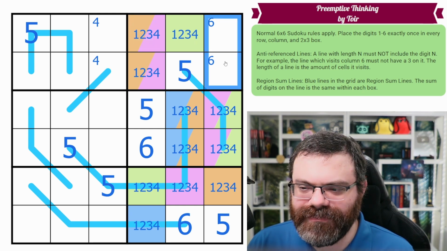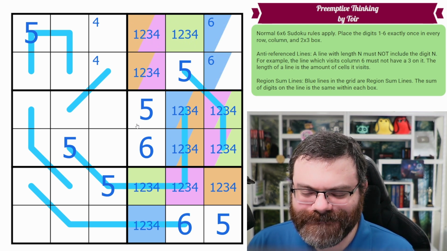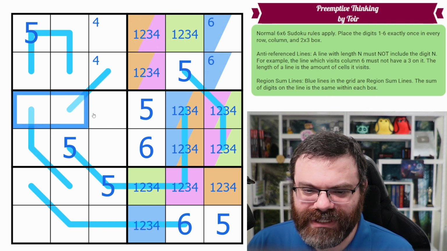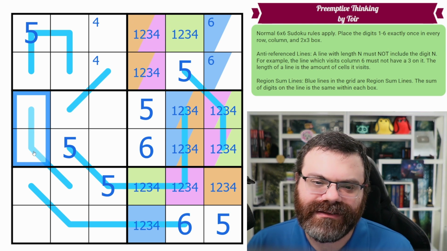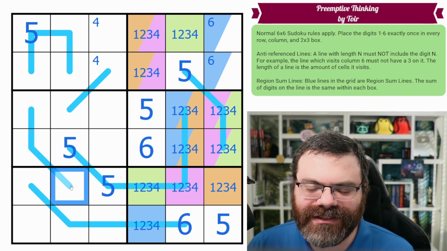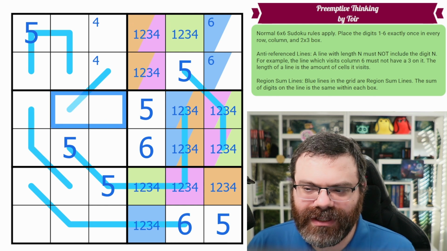So we need the blue. The blue goes with the 6 over here. I'm not sure this is helpful. We need a 6 up here somewhere. Okay, so the 6 can't go on this line in here because this would have to add to more than 6 here. So the 6 ends up here somewhere.